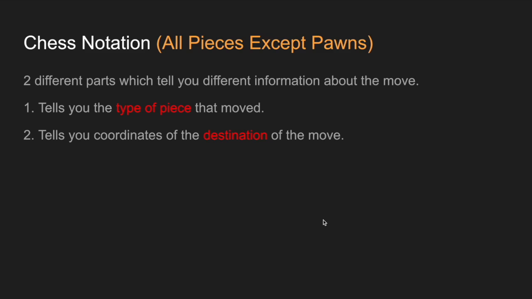So now that we talked about the basics, we can start getting into chess notation. For all pieces other than pawns, there are two different parts which tell you different information about the move. The first part tells you the type of piece that moved. So it could be a king, queen, rook, bishop, knight. And the second part tells you the coordinates of the destination of the move.